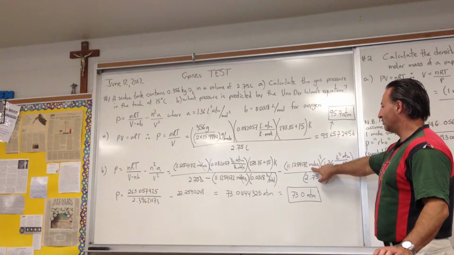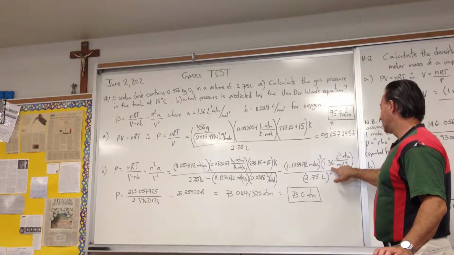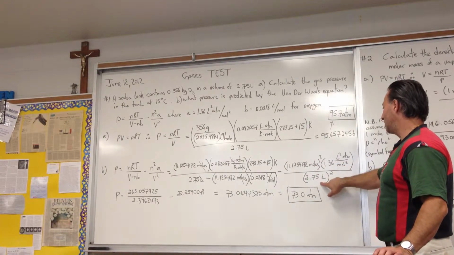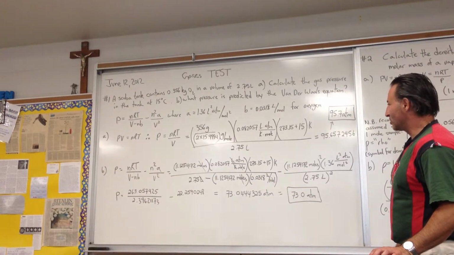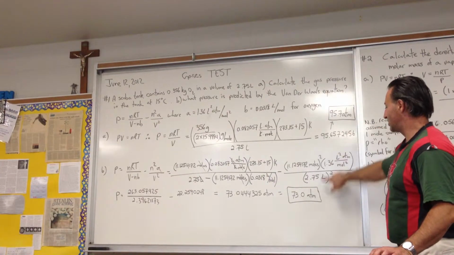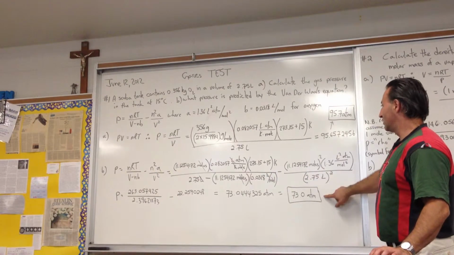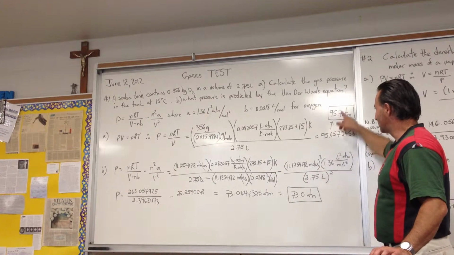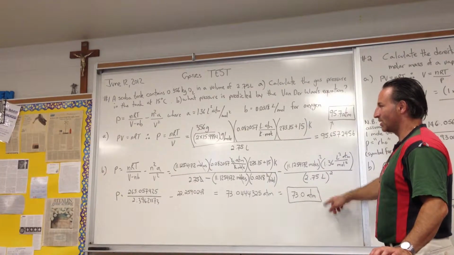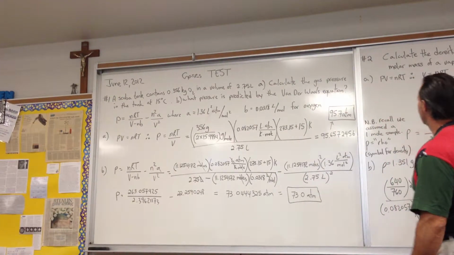We square the value of n, the number of moles, times 1.36, that's the value of a, over the volume squared. We get a considerably lower pressure than what we had in the ideal gas equation. So we see that oxygen does not behave like an ideal gas at high pressure. There's a very considerable difference between the pressures that are exerted under those 2 sets of conditions.